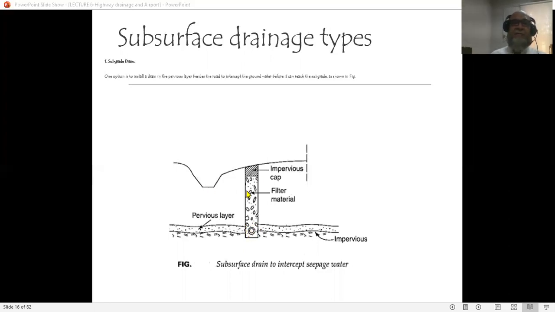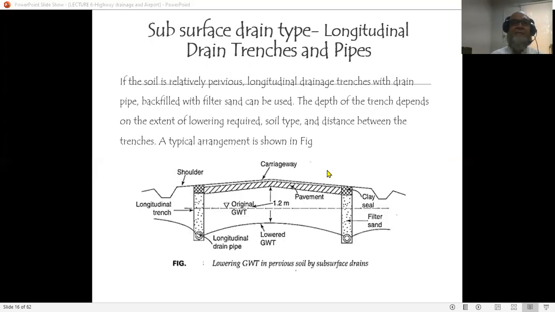So how does it work? The water from the pavement comes to this surface and then it goes like this, and all the water coming from the land side enters and is intercepted. So this is one way to intercept seepage water that is coming from the adjacent buildings. Now, if the problem is complex, then you have to provide these trenches on both sides.